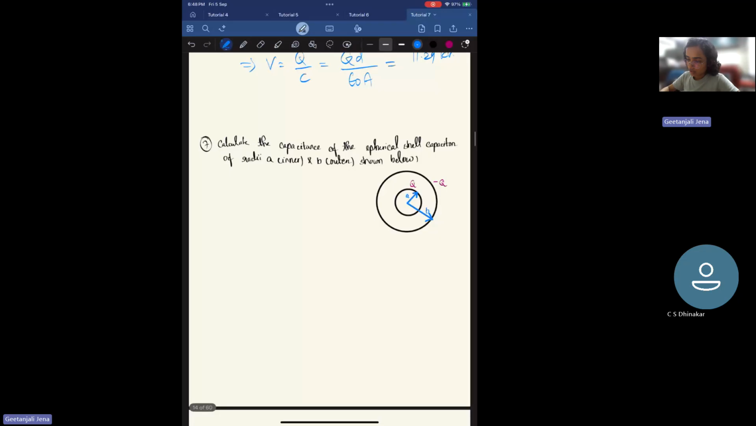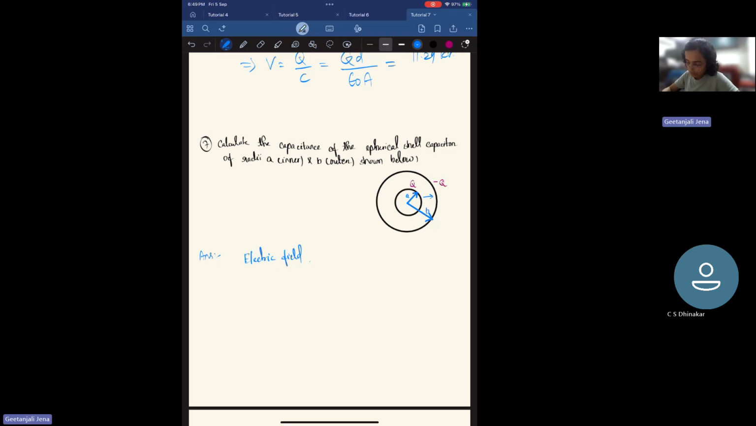Okay, so let us see the next question. It is to calculate the capacitance of a spherical shell, with inner radius A and outer radius B. For capacitance, you need to calculate the potential difference between these two shells. From the potential difference, you can calculate the capacitance. To calculate it, first let us see the electric field, which is quite easy.